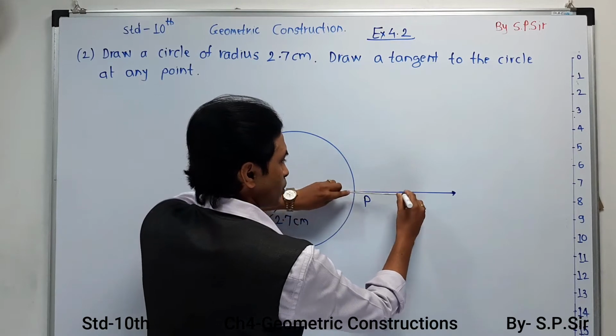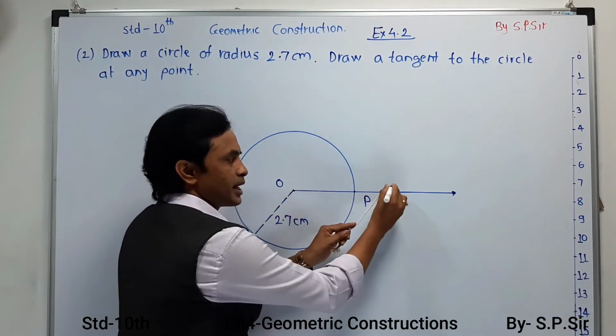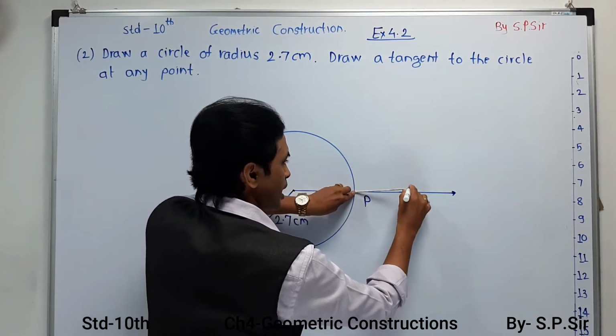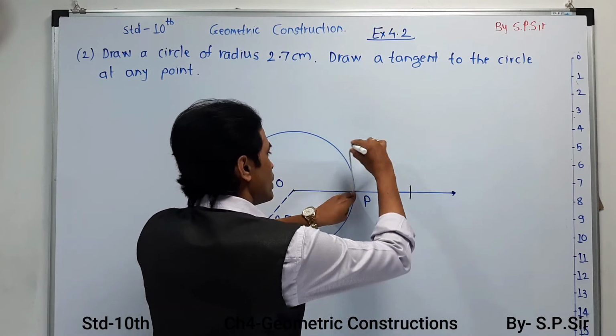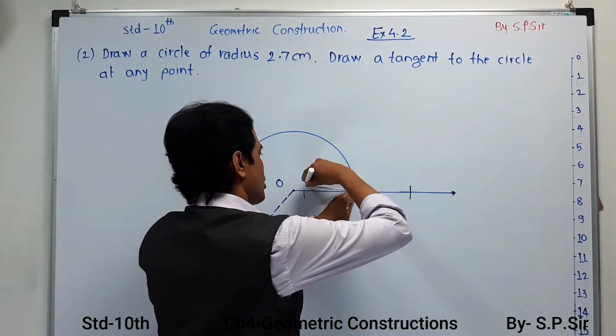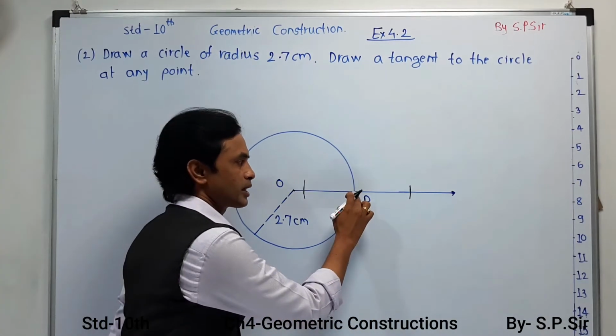So I am going to make a mark over here. From reference point P, I have to make two marks, one inside and second outside. From this reference, I make two marks, one over here and second over here. In this way, you make two marks, one inside and another outside, taking the reference point P.